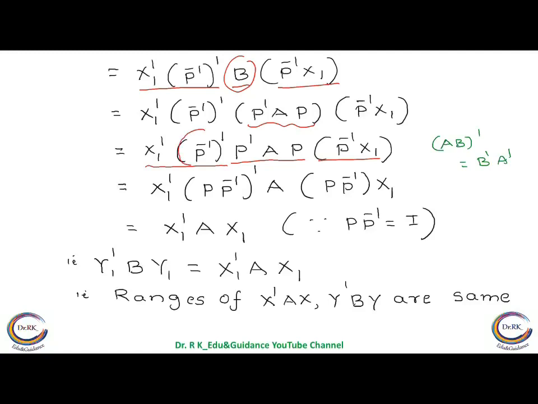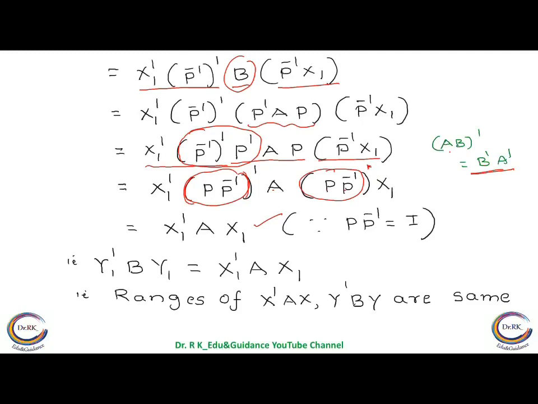We know (AB) whole transpose equals B transpose A transpose. If we use this, we can write this as (P P inverse) whole transpose into A, similarly P P inverse into x1. So we know P into P inverse is I. Here also it becomes I. Then what happens? It becomes x1 transpose A x1.